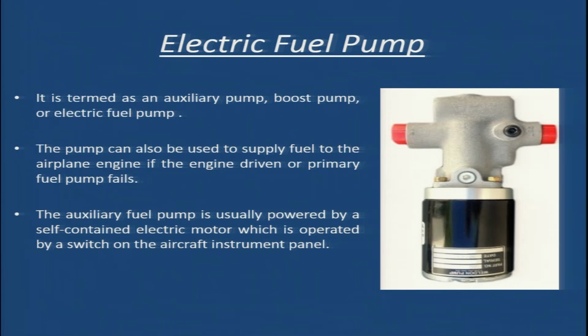The auxiliary fuel pump is usually powered by a self-contained electric motor, which is operated by a switch on the aircraft instrument panel. This pump has a motor which is operated by a switch on the instrument panel, since this is an electrically operated pump.